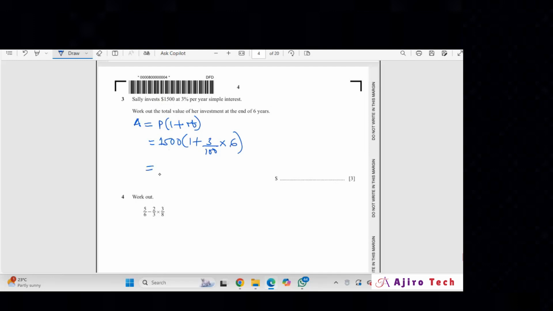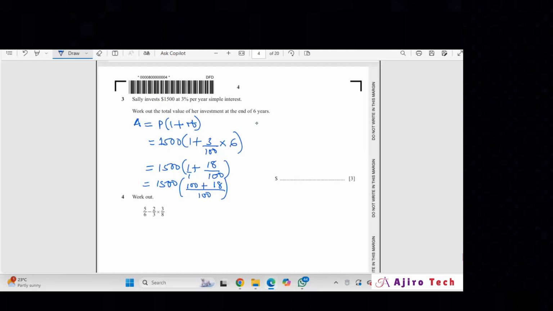So we are going to do 1,500 times 1 plus, and we can do this like this: 3 times 6 will give us 18 over 100. If we have 18 over 100 now, you can simply solve this by saying you have 1,500. If you make this one over 1, the LCM here is 100. So that will give us 100 plus 18. 100 divided by 1 is 100 times this is 100, plus 100 divided by 100 is 1, 1 times this is 18.